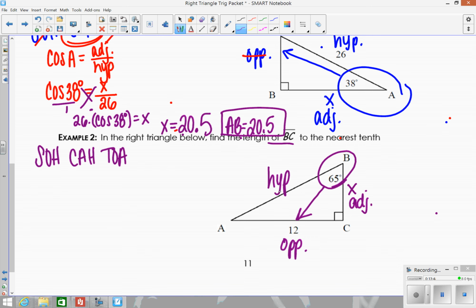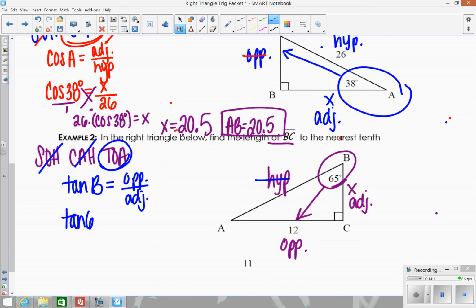And I don't have anything on the hypotenuse, so that means I'm not going to use sine or cosine. I'm going to use tangent because I have an opposite and I have an adjacent. So we're not using the hypotenuse. So we're going to say tan of the angle, angle B, is equal to the opposite over the adjacent. So tan of 65 degrees equals the opposite, which is 12, over the adjacent, which is x.